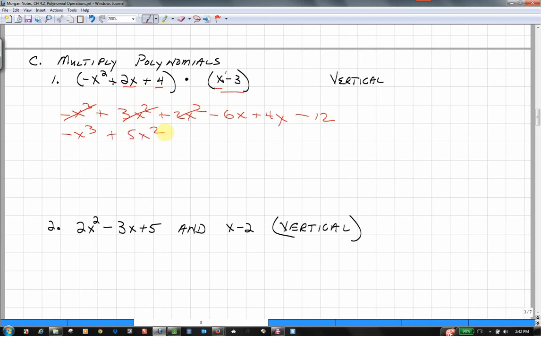I have a minus 6x plus 4x and a minus 12. So that would be my answer. Okay, let's do another multiplication, but let's have one that has the terms a little different.